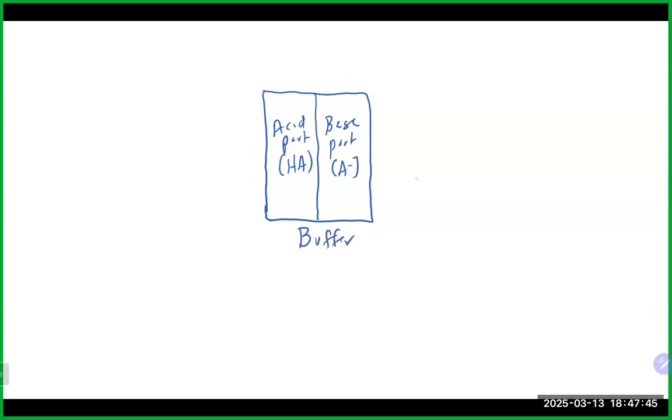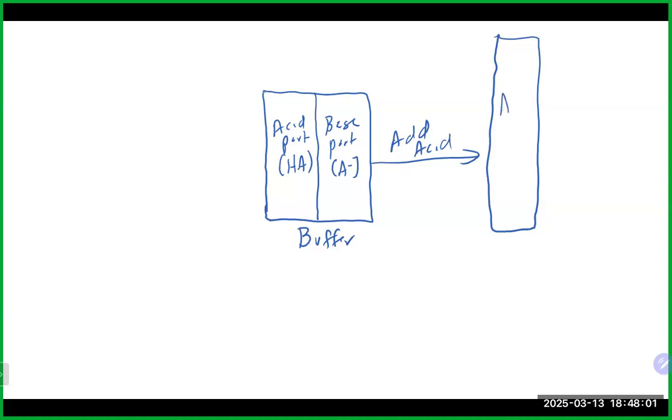And when you add additional acid to your buffer, it will react with the base part, as we just saw in those reactions, and make some of the acid part. So what will happen is you will actually make more, dramatically drawn here, of the acid part of your buffer, and you'll use up some of your base part of your buffer in this case.